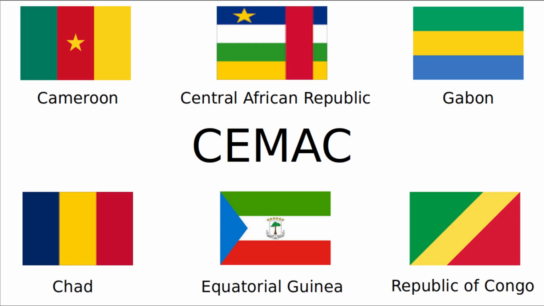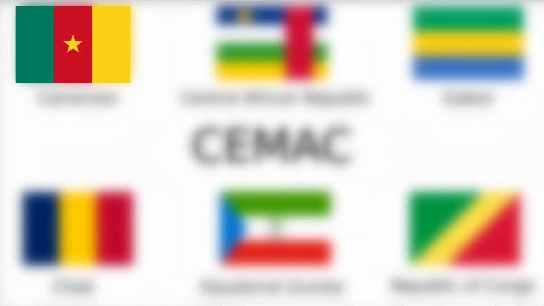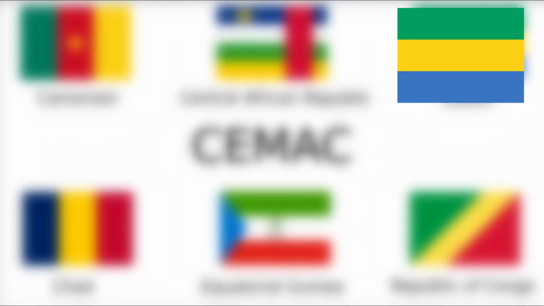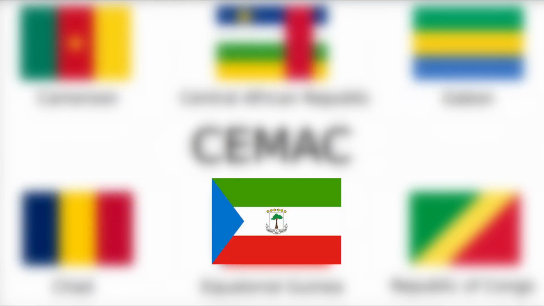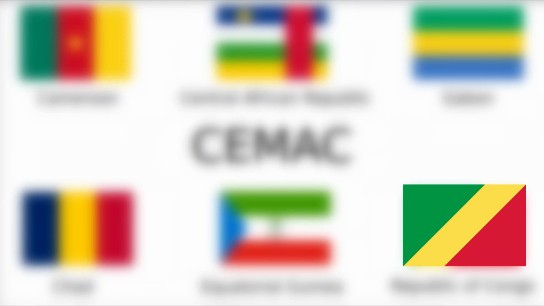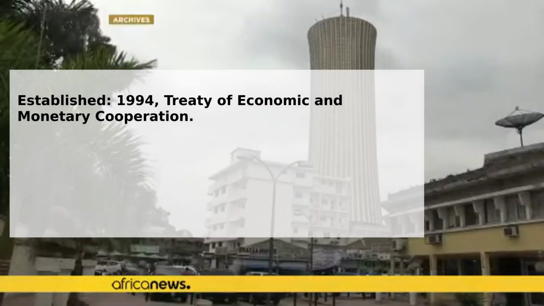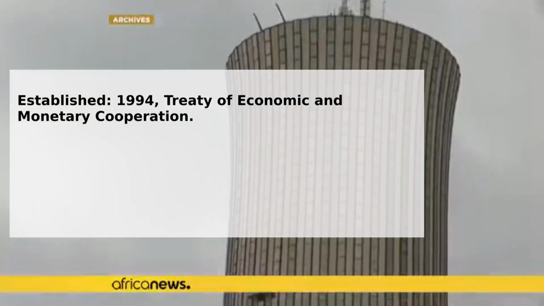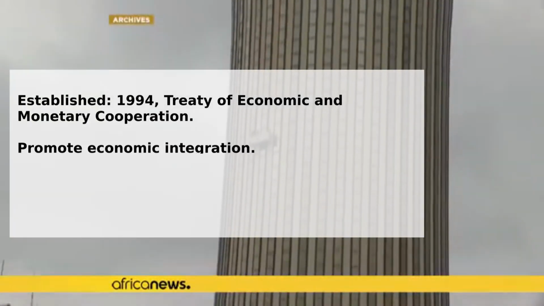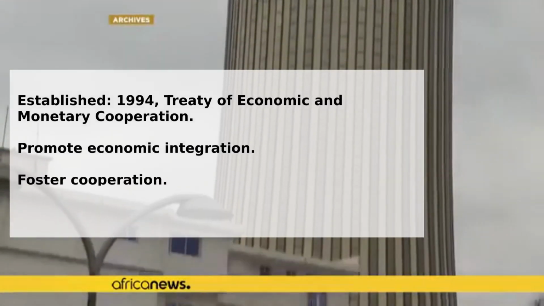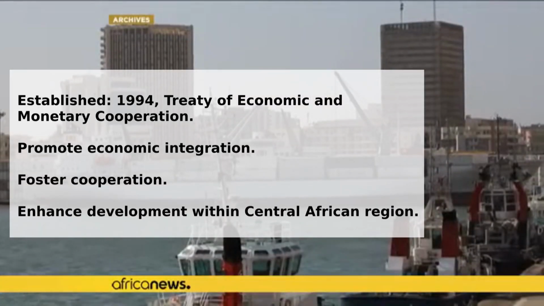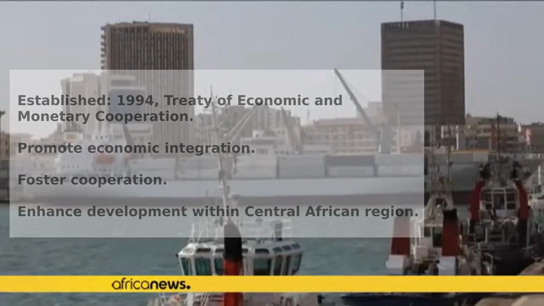The Economic and Monetary Community of Central Africa consists of 6 Central African countries. They are Cameroon, Central African Republic, Gabon, Chad, Equatorial Guinea, and Republic of Congo. CEMAC was established in 1994 through the Treaty of Economic and Monetary Cooperation. CEMAC aims to promote economic integration, foster cooperation, and enhance development within the Central African region.